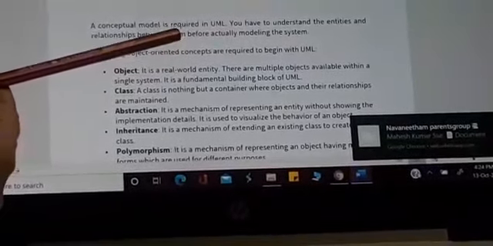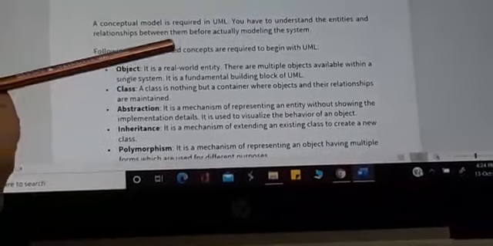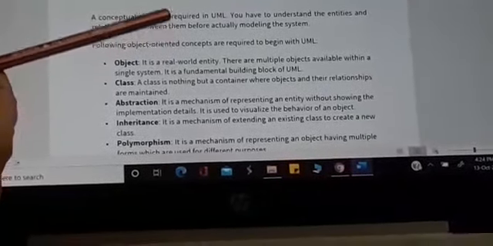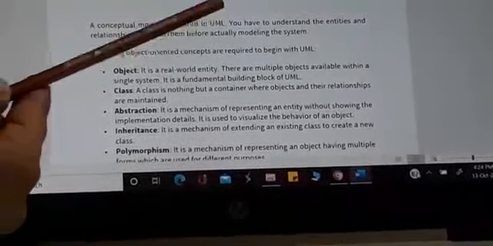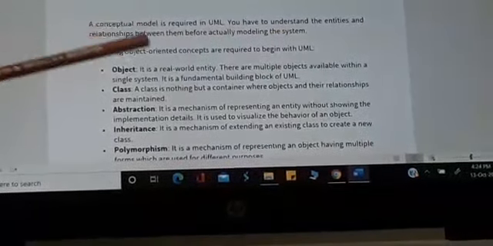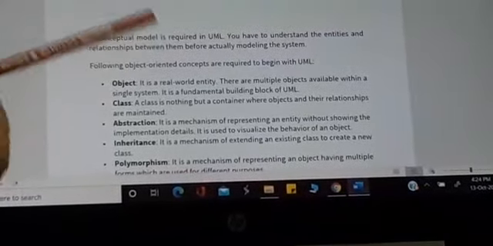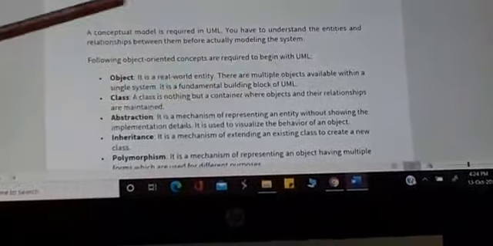If you are going to model any system, before that we should have a thorough understanding of the entities, that means real world entities, real world objects, and the relationships between them. So this should be understood first, and only then should we go for modeling the system.